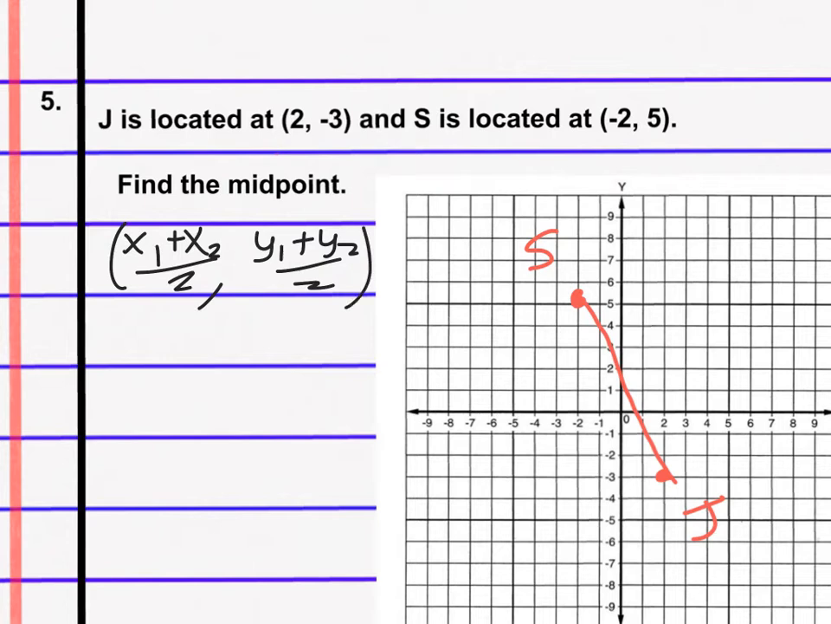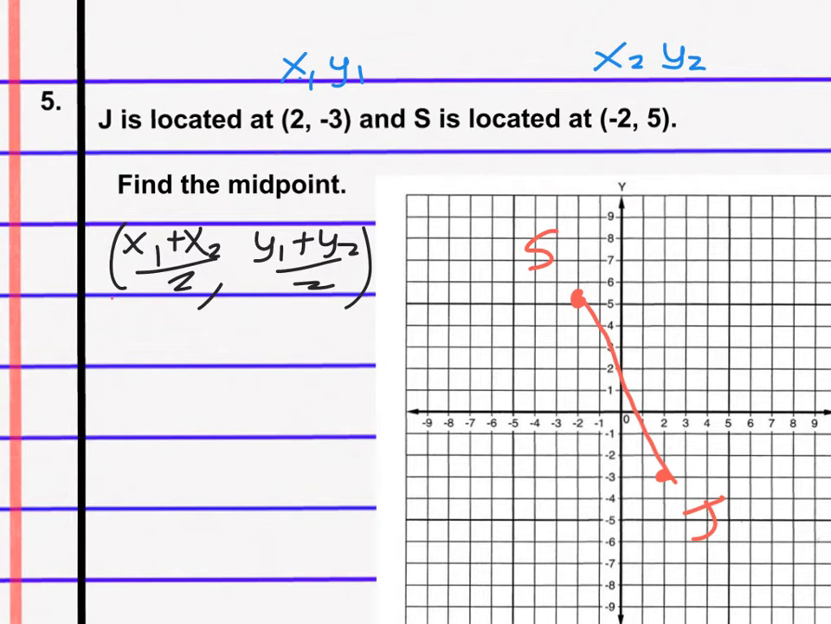Your first step is to label the points. So 2 is x1, negative 3 is y1. X always comes first, just like alphabetical order, W, X, Y, Z. Where do the ones come from? It's point 1. So x1, y1. Negative 2 is x2. 5 is y2. Again, x always comes first, and the 2's just come from the fact that it's point 2.